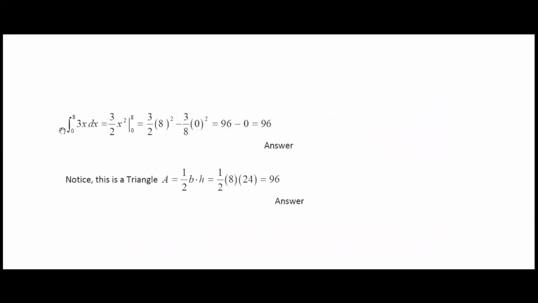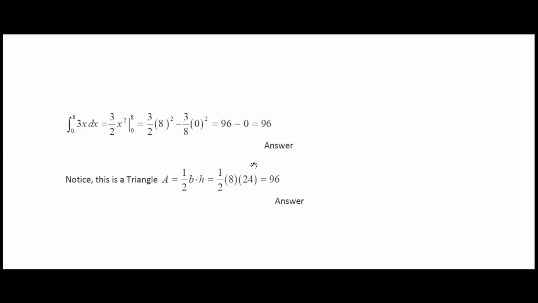Now, let's do it by calculus. Okay, you integrate. Well, you add 1 to the exponent and divide by the new exponent. You put in 8, you get an answer. You put in 0, you get an answer. You subtract the 2 answers, and you get 96. That's your answer by calculus. Let's do it by geometry. Now we see that's 1/2 the base times the height. You do the arithmetic, they're the same.